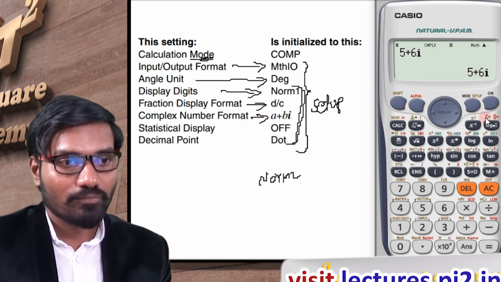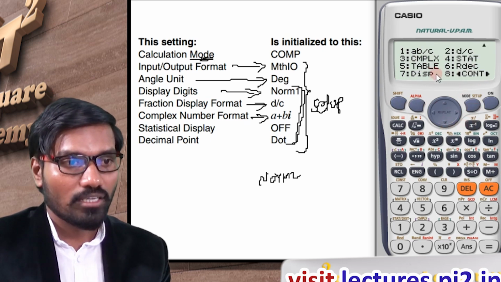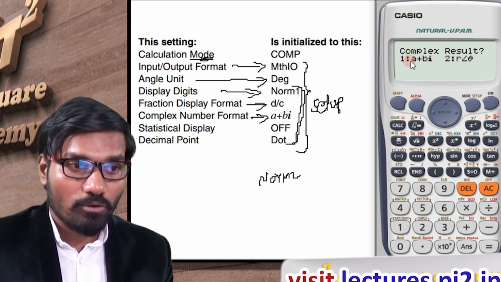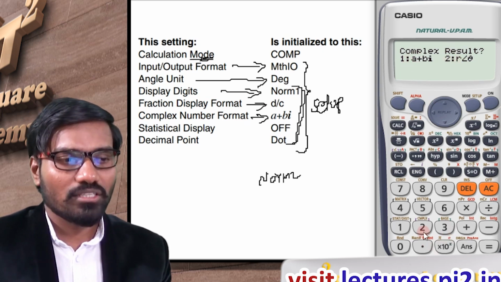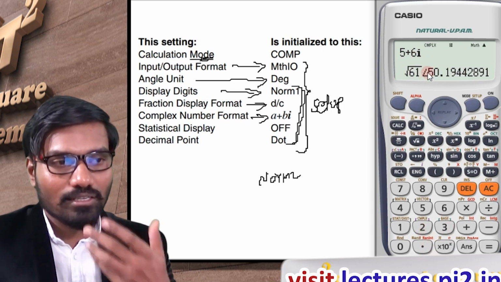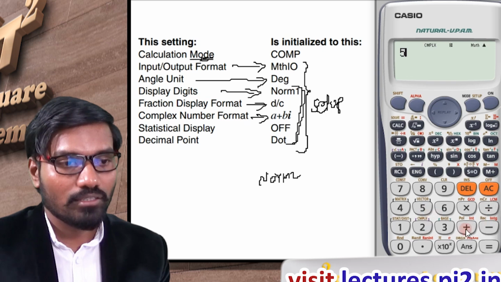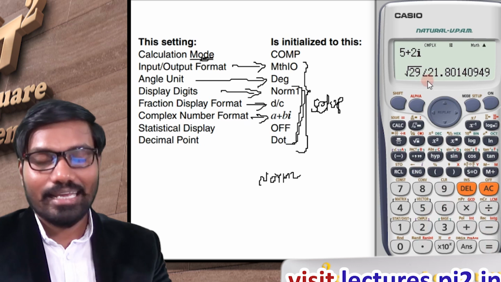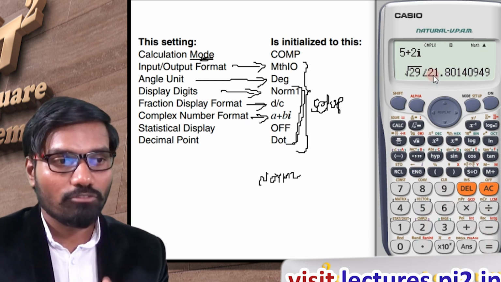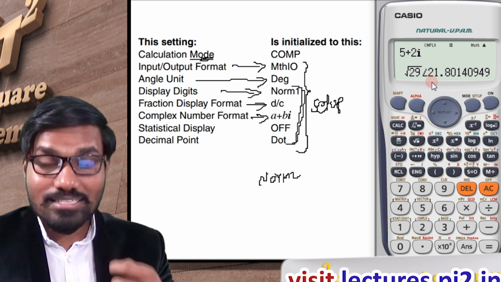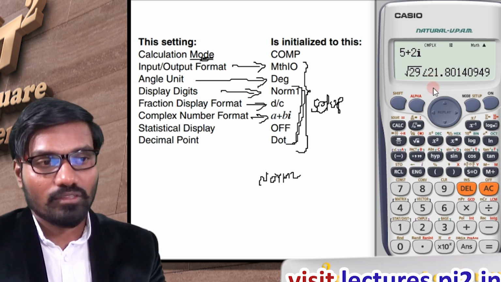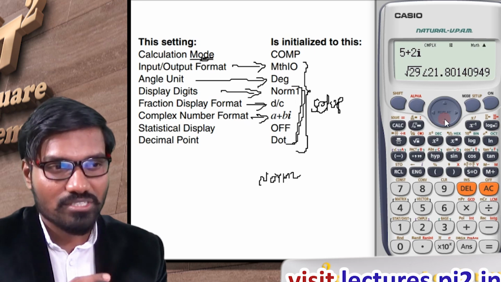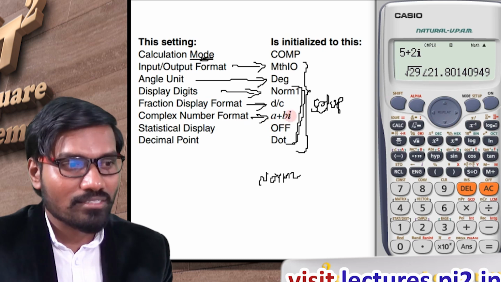If you want to change it, go to setup, down, complex. Now you choose whether you want the complex result in this form or in this form. If you keep it this way, whatever complex number you enter, the result will be displayed in polar form. If you want the result in rectangular form, I'll explain that during complex mode setting operations. I think now this is clear.